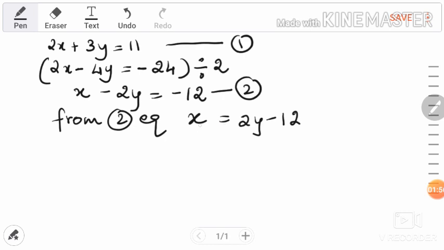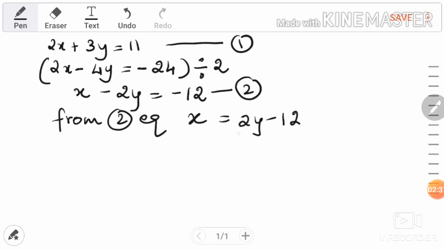Now, the coefficient of x in this equation was 1, and that is the reason I chose this equation and chose this variable to express in terms of the other. If I had chosen the first equation, then I would have got a term on the right hand side with a numerator and denominator. But having a term like this, x equal to 2y minus 12, is much easier to calculate.